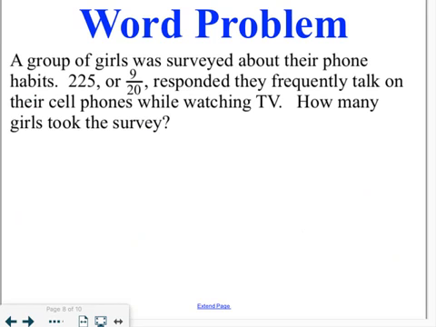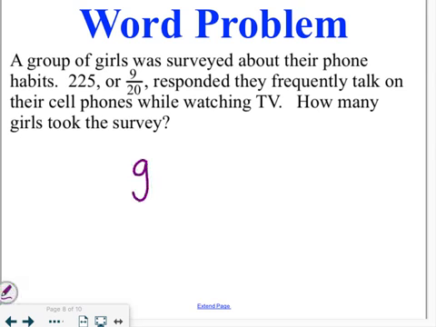Other things we're going to have to do in this section is solve everyone's favorite word problems. A group of girls was surveyed about their phone habits. 225, or 9/20, responded they frequently talk on their cell phones while watching TV. How many girls took the survey? So our question is asking how many girls took the survey. That is going to be our variable. I'm going to call it G.